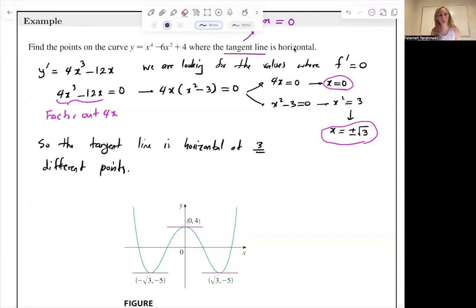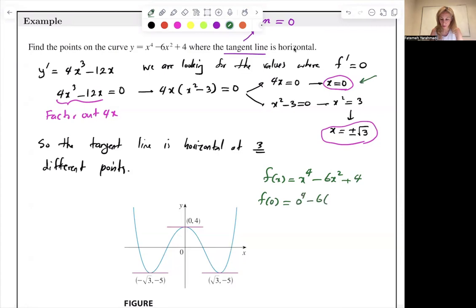You just need to take the derivative of the function and set it equal to 0 and solve for those x values. So again, your function f of x is equal to x to power 4 minus 6x squared plus 4. F of 0, one of the values 0 is here, is 0 to power 4 minus 6 times 0 to power 2 plus 4, which is 4. This is this point here.